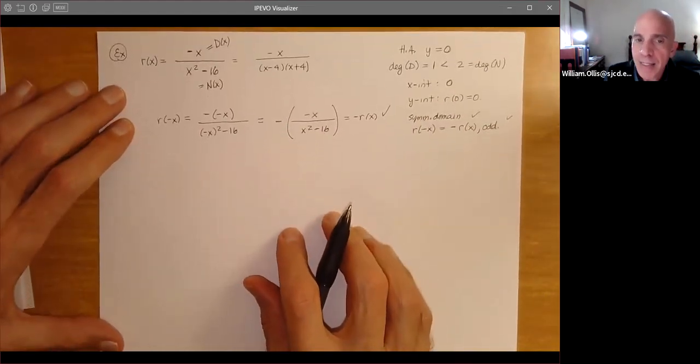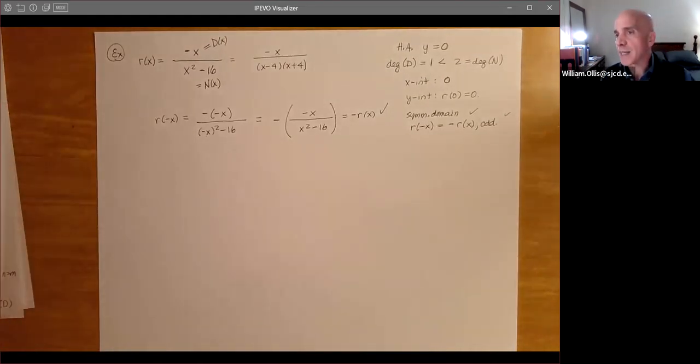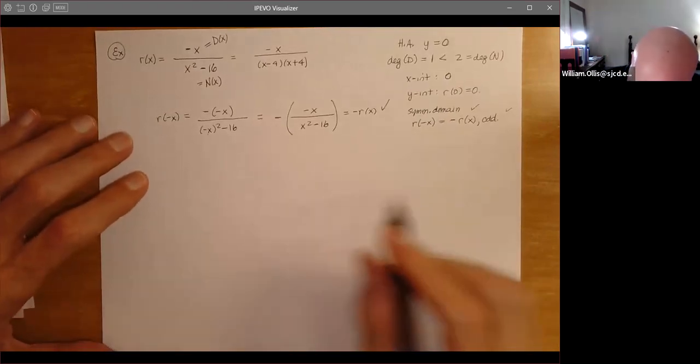So the idea here is that with the symmetry, we have even an additional help to graphing this function. So when we think of odd functions, we think of functions whose graphs are symmetric relative to the origin. So we're like, okay, we can do this. So now let's go ahead and finish it off.